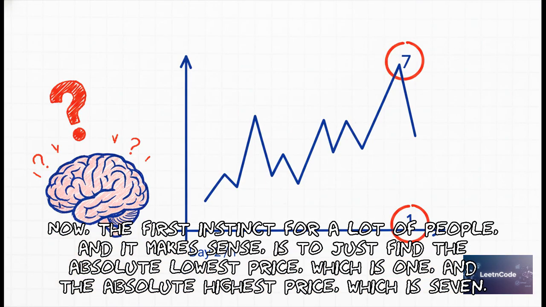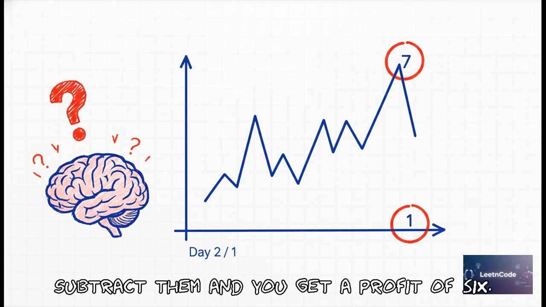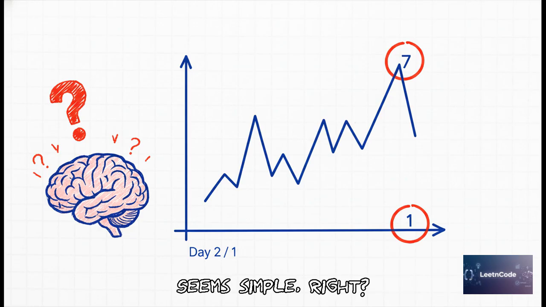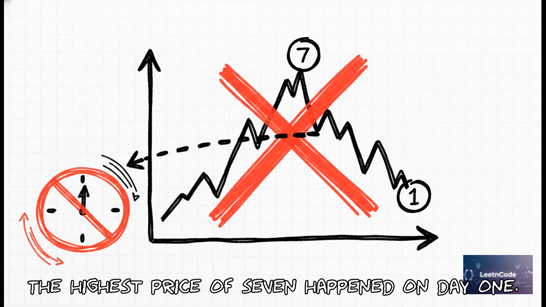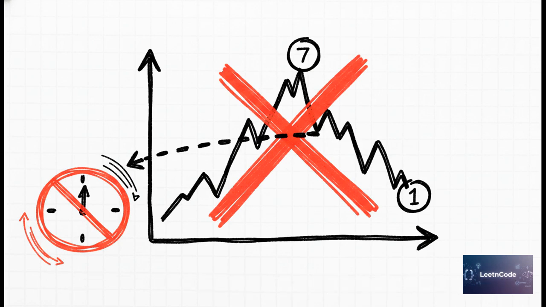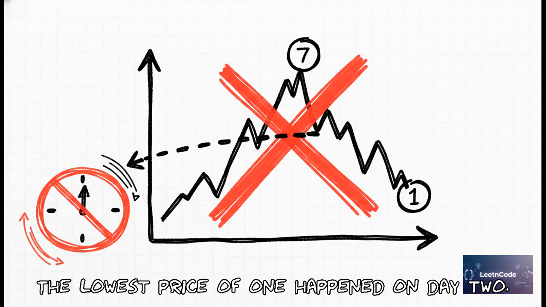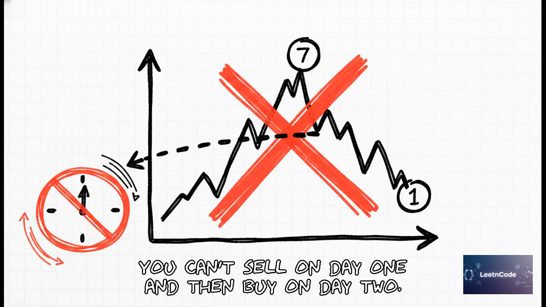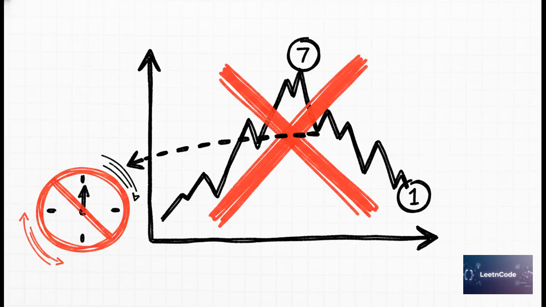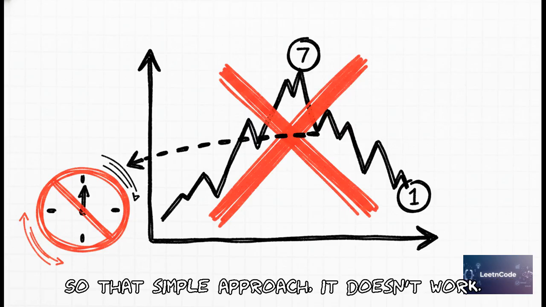Now, the first instinct for a lot of people, and it makes sense, is to just find the absolute lowest price, which is 1, and the absolute highest price, which is 7. Subtract them, and you get a profit of 6. Seems simple, right? But wait a second. Here's the catch. The highest price of 7 happened on day 1. The lowest price of 1 happened on day 2. You can't sell on day 1 and then buy on day 2. That breaks the most important rule of the game. So that simple approach doesn't work.